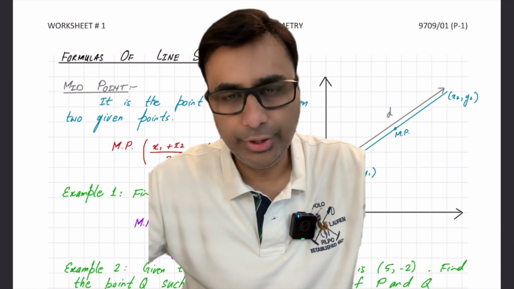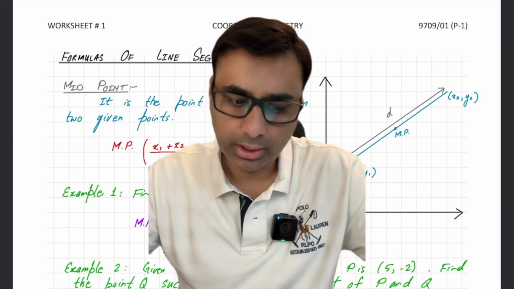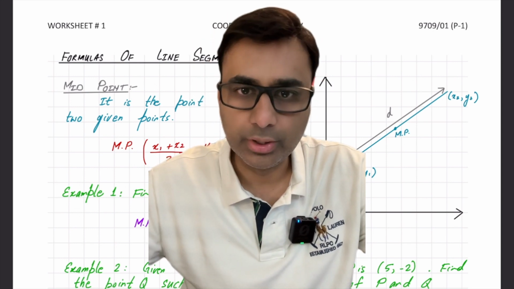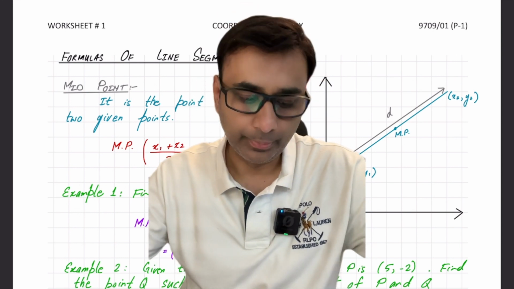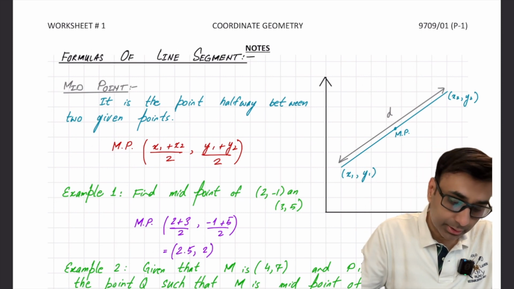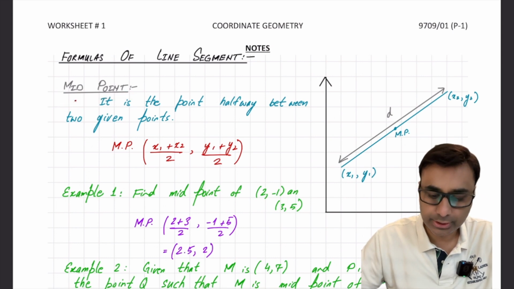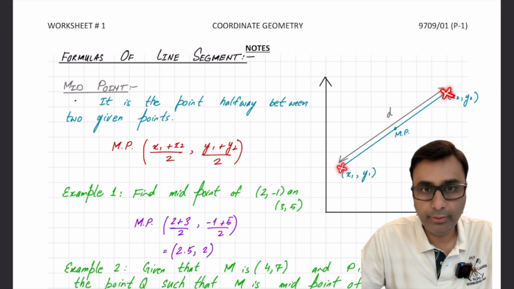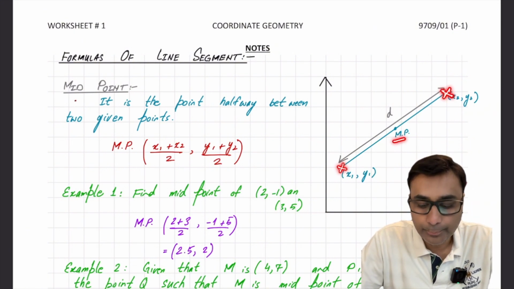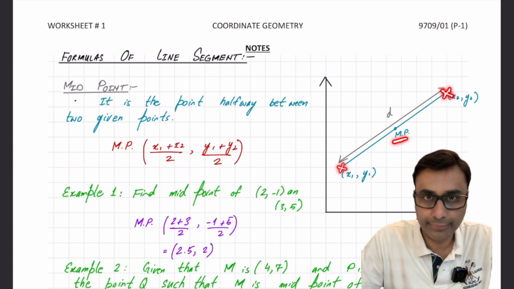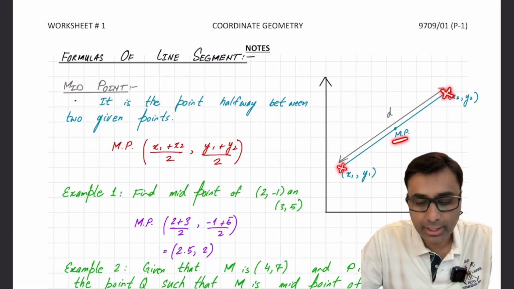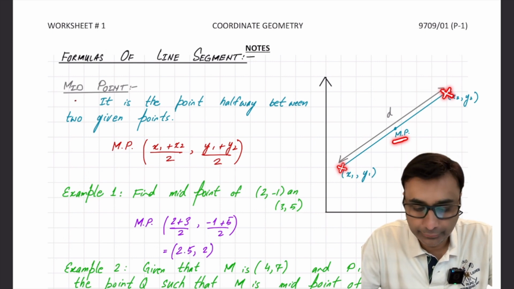In this short video, I will try and discuss a few of the formulas that you use in coordinate geometry. One of the formulas that you must be able to use is the midpoint formula. This is something you use in situations where you are provided two coordinates and you have to find out the midpoint of those coordinates, the point that is exactly halfway between the 2 points.